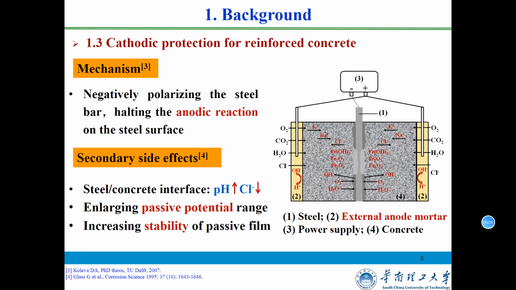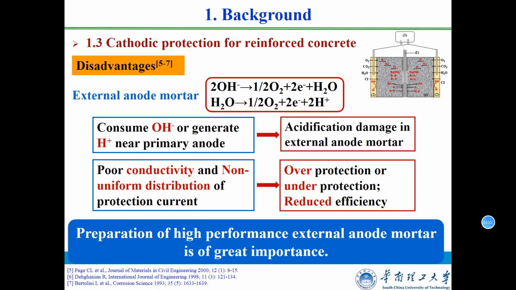Cathodic protection is a very important electrochemical technique and especially suitable for corrosion protection of reinforced concrete under chloride-contaminated environment. Cathodic protection is to use external power to negatively polarize the embedded reinforcement, thus thermodynamically inhibiting the anodic reactions related to corrosion damage. However, this technique also has some disadvantages.